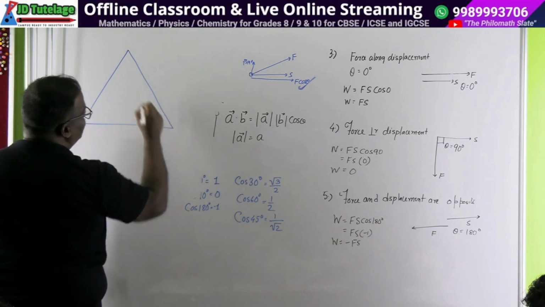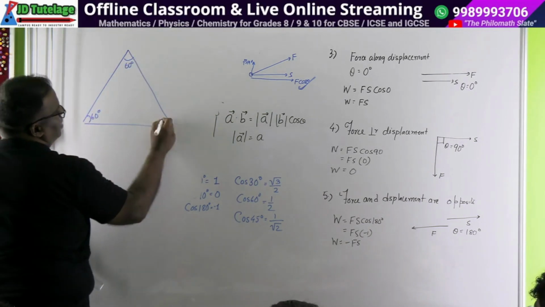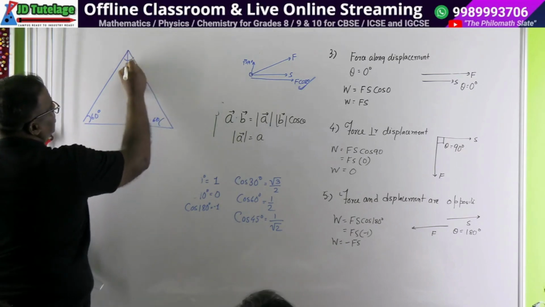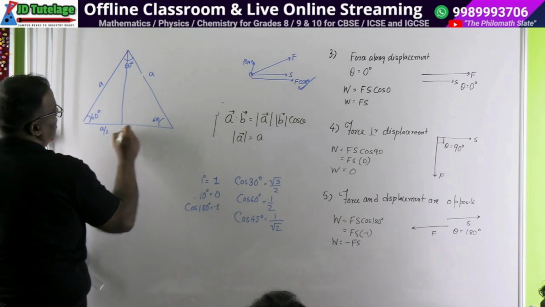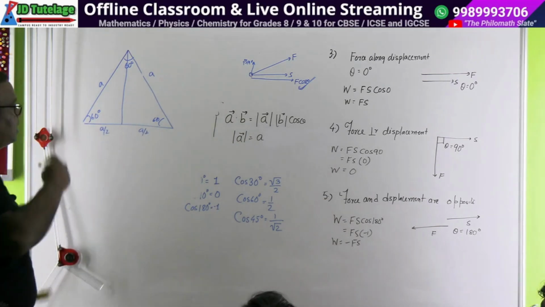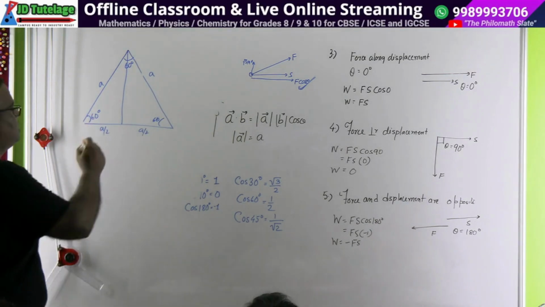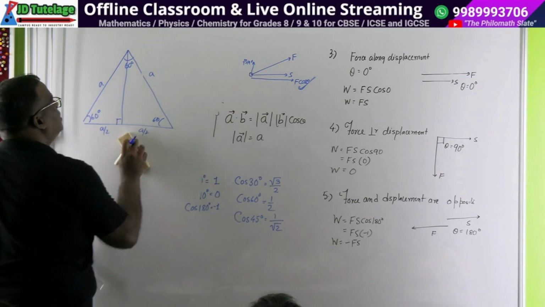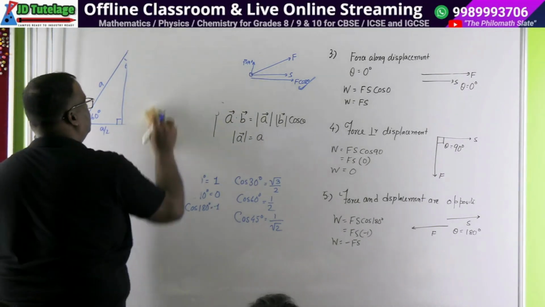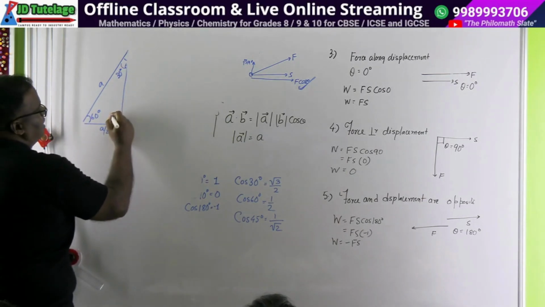Take an equilateral triangle. 60, 60, 60. Agreed? Take the perpendicular bisector here. This is A, this is A. Now this becomes A by 2, A by 2. I hope in an equilateral triangle you know that the sides are always bisected. Now this is 90 degree. Agreed? Now forget about this part of the triangle. This is now 30, 60, 90.